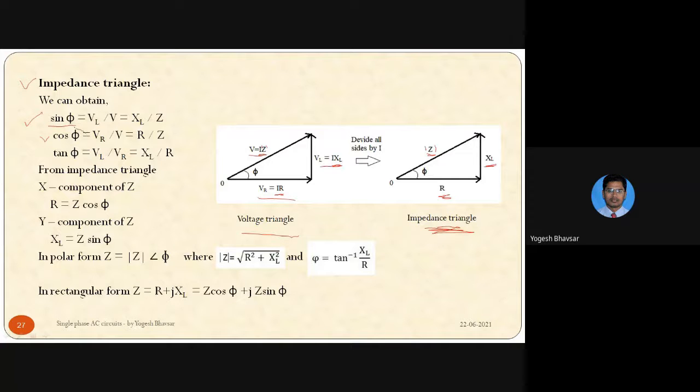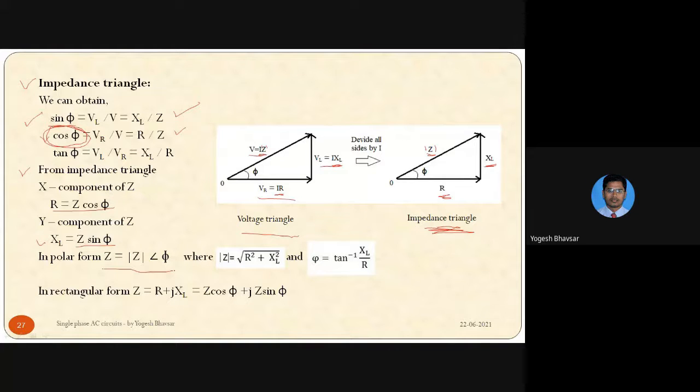See, look at that. One point you can note, we can also calculate power factor by this relation. Cos phi is nothing but our power factor, right? So we can also calculate it by this ratio, VR by V or R by Z. From the impedance triangle, look at that. The X component of Z is what? Z cos phi, by this relation. And the Y component is XL, which is equal to Z sin phi, right?